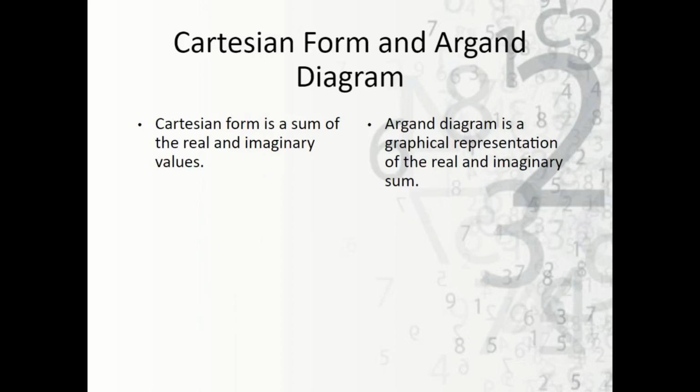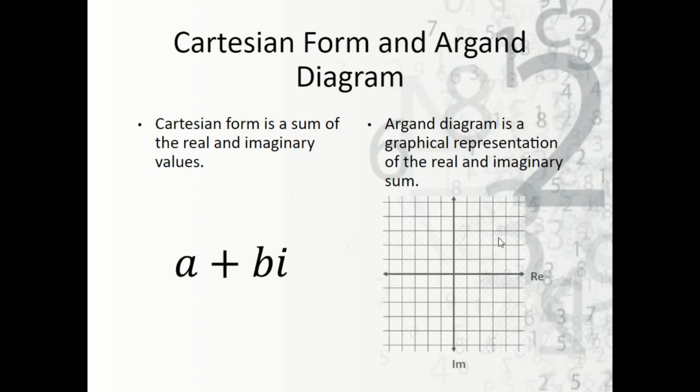Cartesian form and Argand diagram. A Cartesian form is the sum of the real and the imaginary values. It should look something like this, a plus bi. If it's not already in that form, we need to convert it to that form. The Argand diagram is the graph of what this looks like. We have the reals here and the imaginary here. We would take the a value and slide either to the left or to the right, and then take the b value and go up or down. And we'd plot it just like it was a coordinate on the coordinate plane.